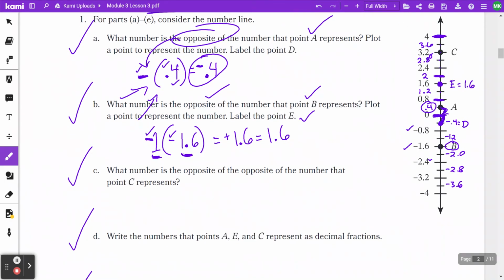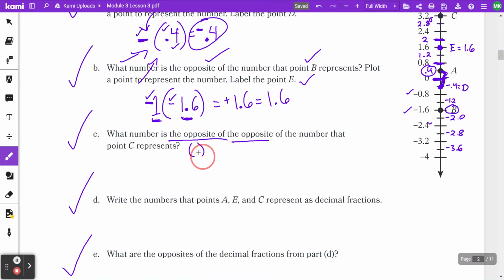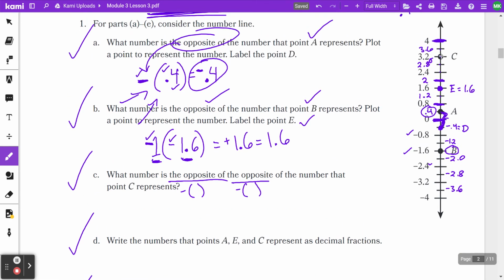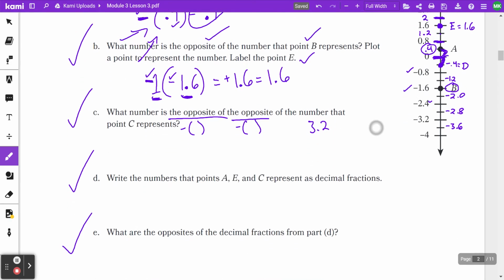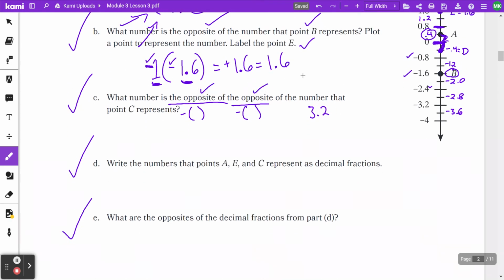So let's do the next one. The number is the opposite of the opposite. Okay, now here's when things get interesting, right? So that first opposite, or any opposite, I wrap it up, I multiply by -1. And here's another opposite, so I'm going to wrap that up and multiply it by -1 again. Okay, so point C is hanging out over here, right? There's point C, and I want the opposite of the opposite. Well, the opposite of the opposite brings me right back where I was. It's just common sense. So my answer is going to be 3.2. That I'm certain of.